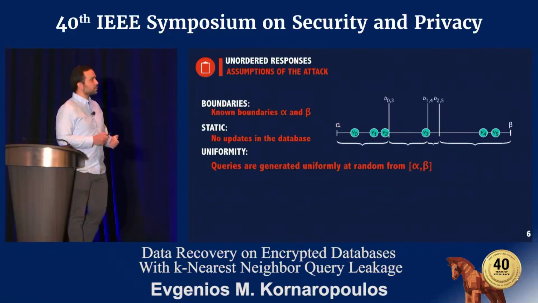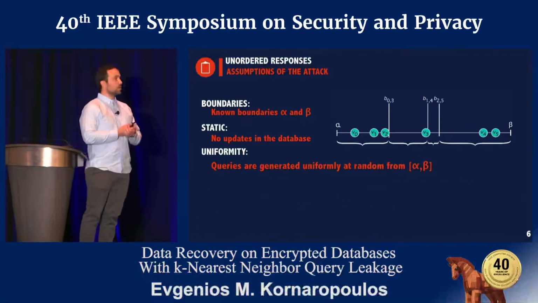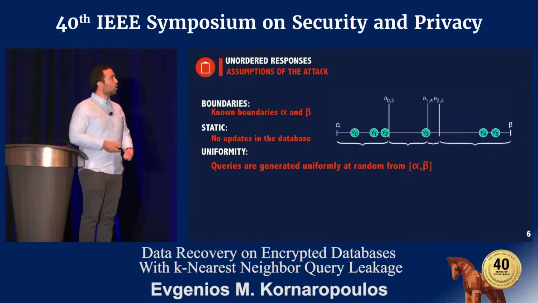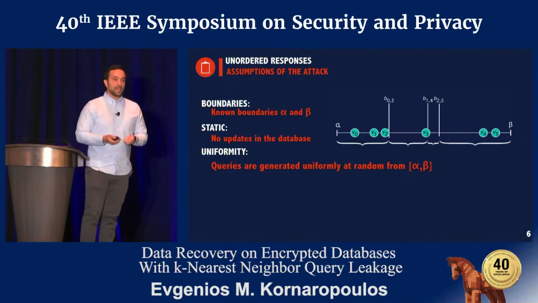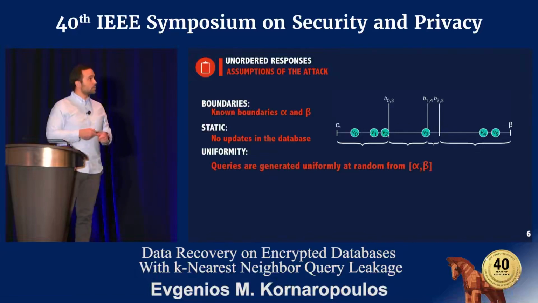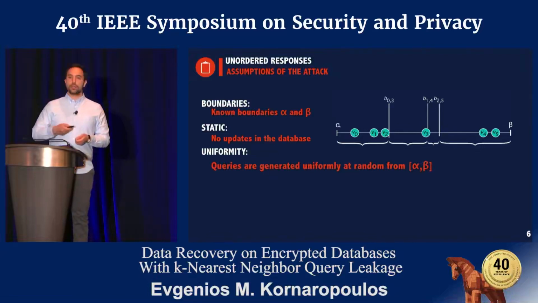Let's see first the assumptions of the attack. We assume that the adversary knows the boundaries, that all the values are in between alpha and beta. We assume that the database is static, that is, no insertions or deletions of records. And we also assume that the client issues queries uniformly at random among the space.